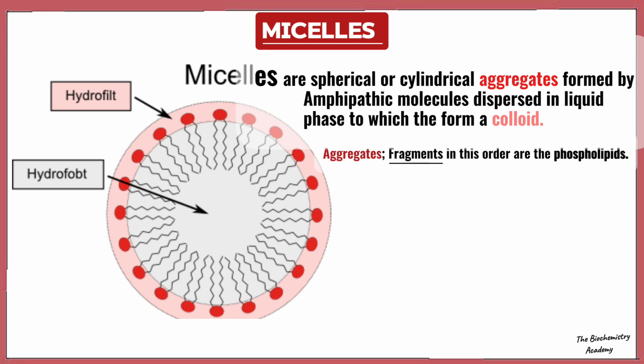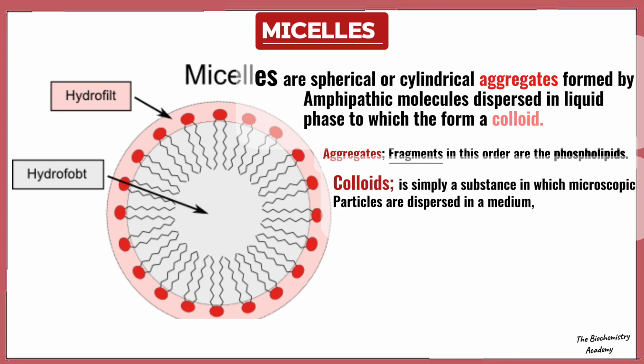Aggregate means different fragments that are combined together. Then we will now talk about a colloid. A colloid is simply a substance in which microscopic particles are dispersed in a medium but are not dissolved in it. An example of a colloid is like the gels and the soils.